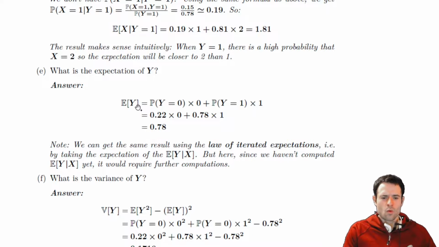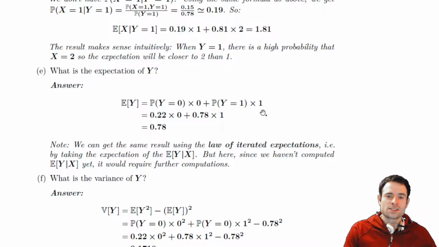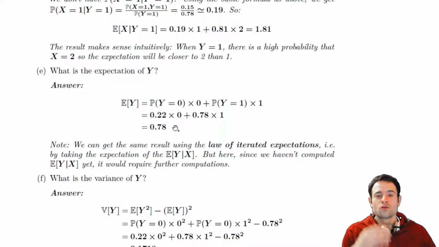Note that y is either 0 or 1, so it's a Bernoulli random variable. And we know from the previous exercise that a Bernoulli random variable has an expectation equal to the probability of being equal to 1. This probability is equal to 0.78, and this is what we found here. Another way to double check your results.